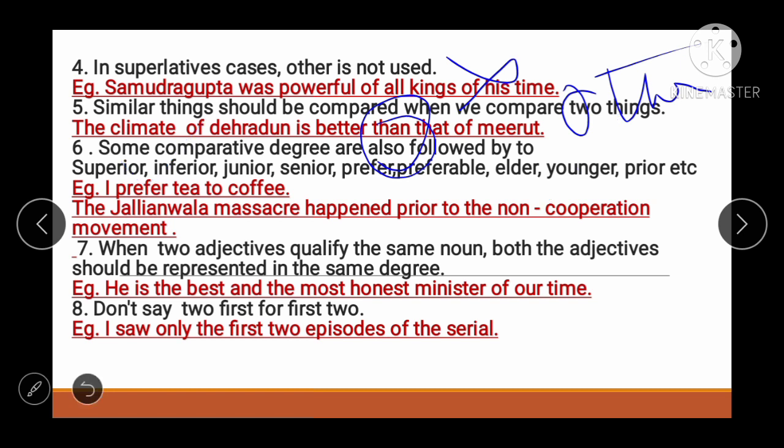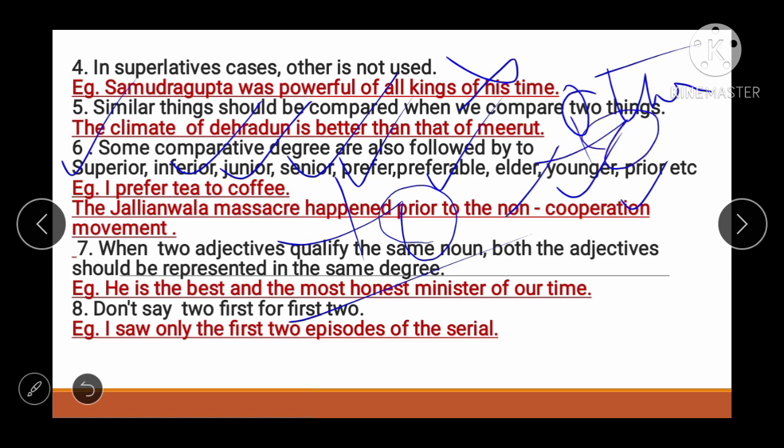All right, next one is: some comparative degrees are also followed by to. See friend, we have seen that we use than in comparison, okay? But in some cases we also use to. What are these peculiar cases? See: superior, inferior, junior, senior, prefer, preferable, elder, younger, prior, and many more. So in these, what do we use? We use to.